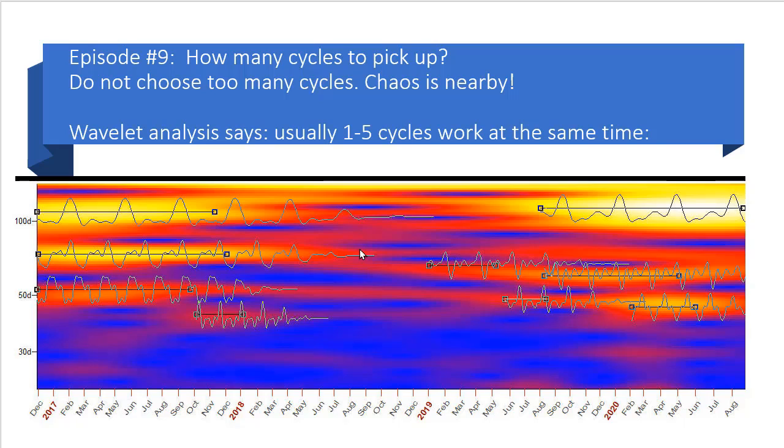So what does the wavelet chart tell us? Firstly, usually 1 to 5 maximum cycles work at the same time. Like here, 1, 2, 3, 4 cycles work at the same time. Here only 2 cycles work. Here only 1 cycle works.